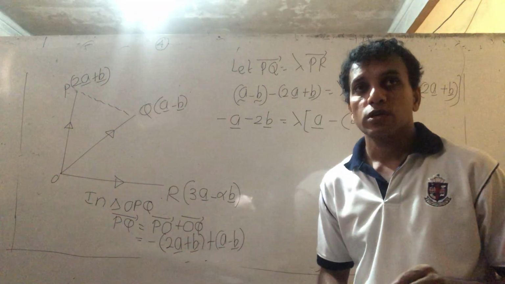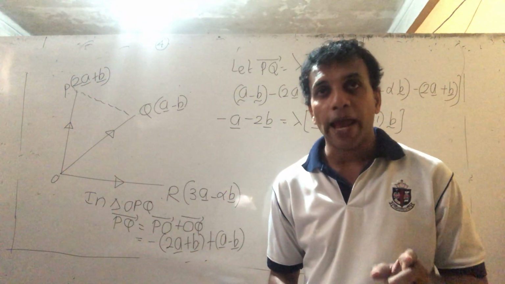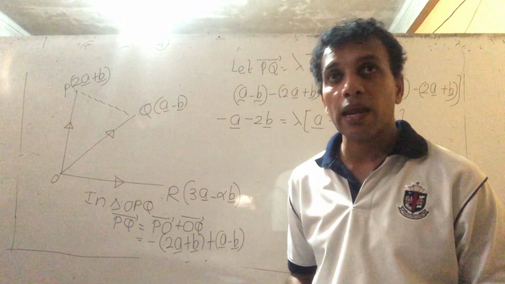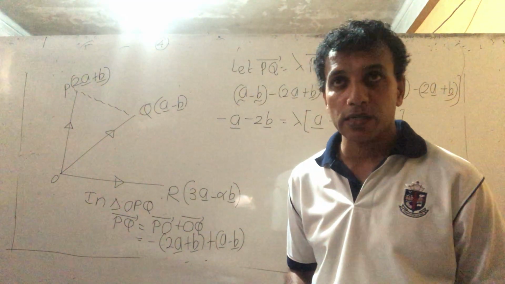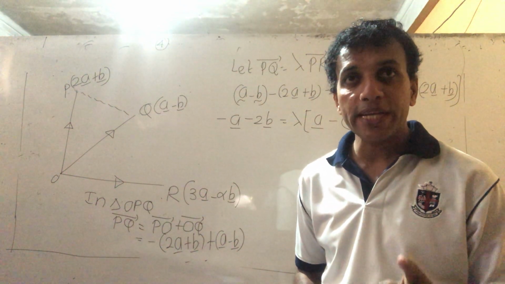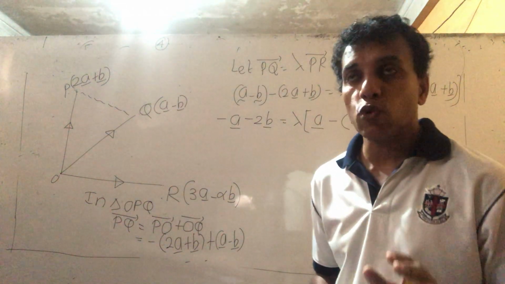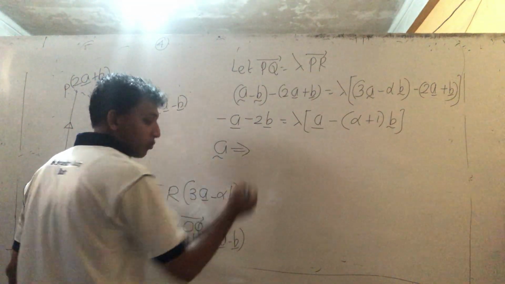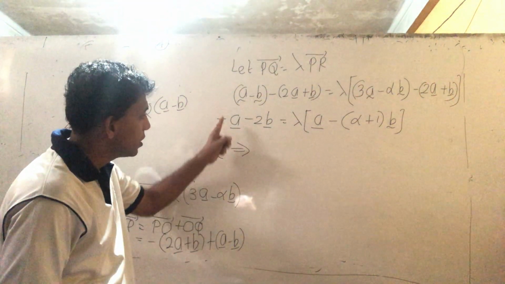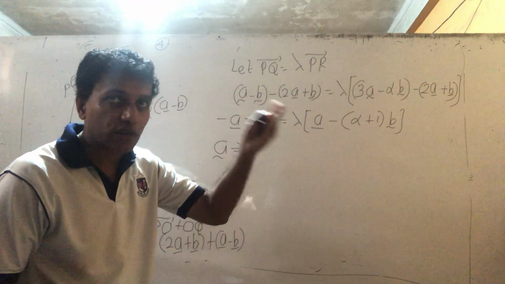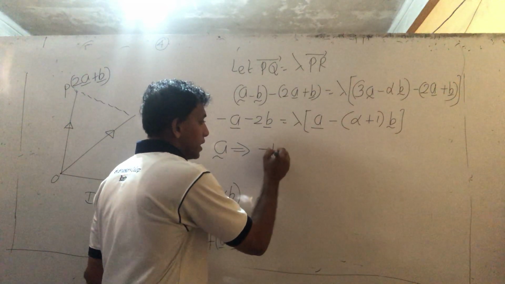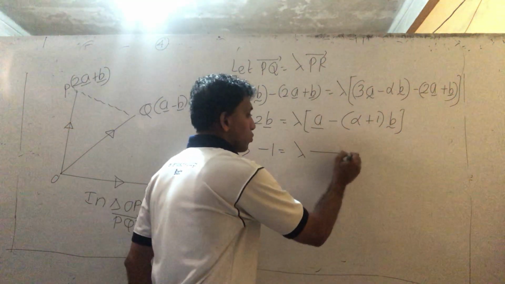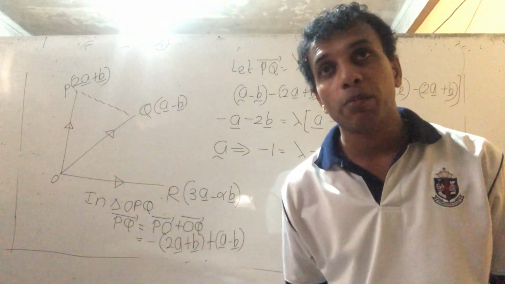Given that vector A and vector B are non-zero, non-parallel vectors, therefore, by equating the coefficients, I equate the coefficient of A, the number value in front of A. We have minus 1 equal lambda times vector A. Therefore lambda, there is no vector A, so I found that lambda equals minus 1.